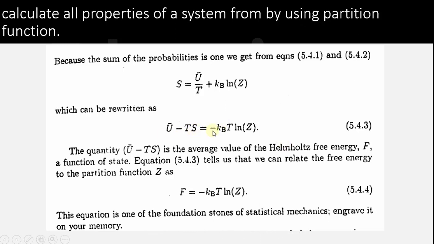We use this formulation, get this equation. So that's the equation in which we can put energy and put values and get free energy value. So in the final step we get this value, because U minus TS is equal to F, which is free energy. So free energy can be determined by this formulation. This equation is one of the foundation stones of statistical mechanics.